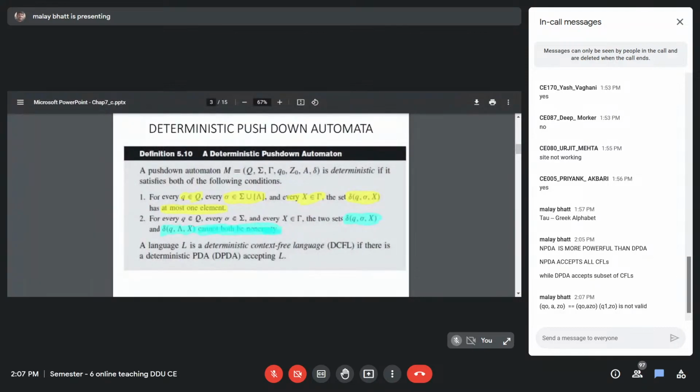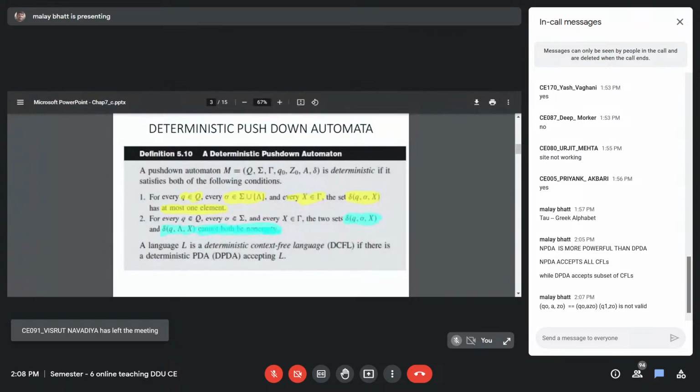We are writing this Q0, A, Z0: either you push the A on the stack and stay in the push operation, or second, ignore the A and go to the pop operation. So we should not have two different options. We must have at most one element. Any combination of state, input and top of the stack should not have two alternatives. When you see two different alternatives, it is not valid.